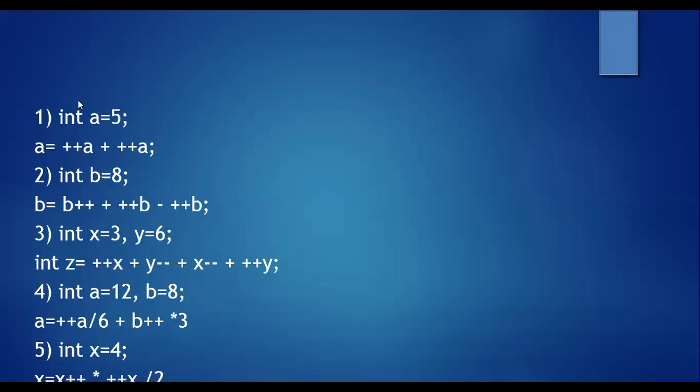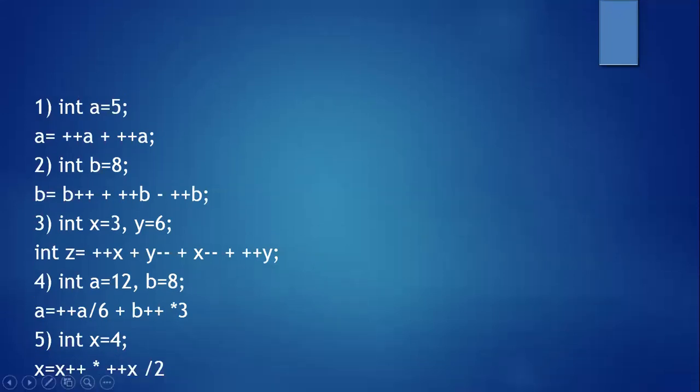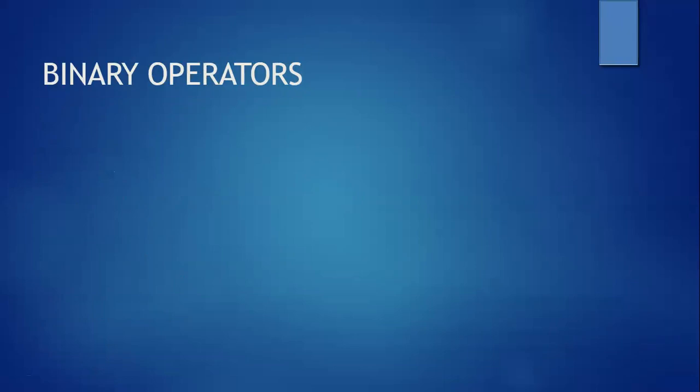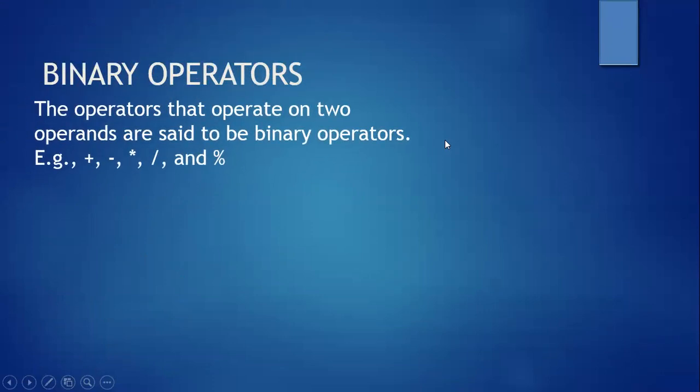And let's start with our presentation only. So we have discussed these examples now. Okay, we have done all these examples, prefix and postfix examples. Now we'll start with binary operators. Binary operators are no big deal because they are simple. Binary operators are the operators that operate on two operands. That's why we call them binary.